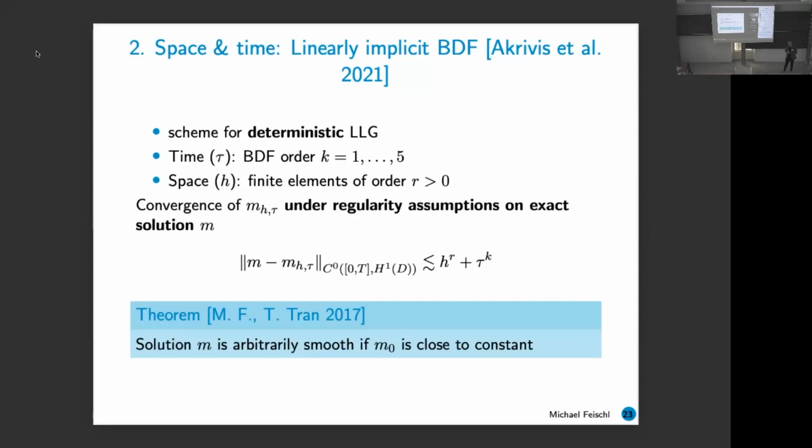There's some theorem together with Tran Tan from a couple of years ago where we proved that the exact solution can be arbitrarily smooth if the initial value is close enough to a constant. But this is only for the deterministic equation. And it's also not a very interesting solution if the initial value is very close to constant, because the solution then just decays to the steady state. But that's the only result there is. So this is another problem with this equation.